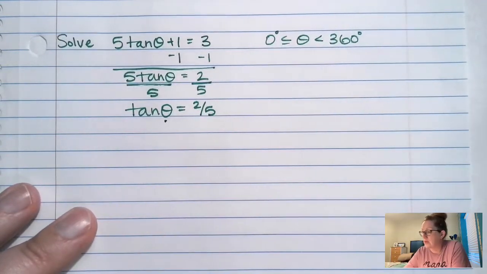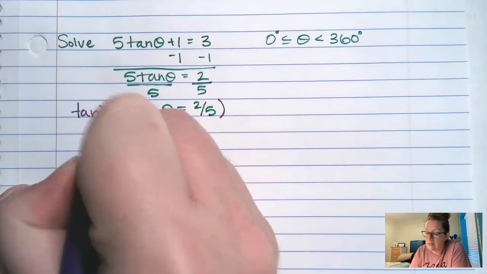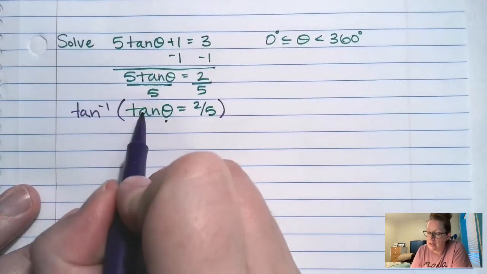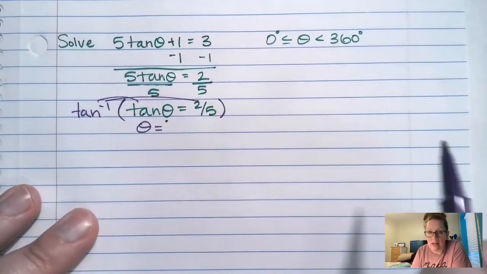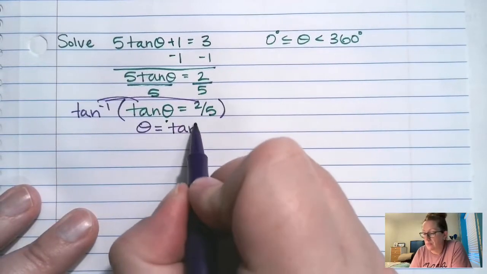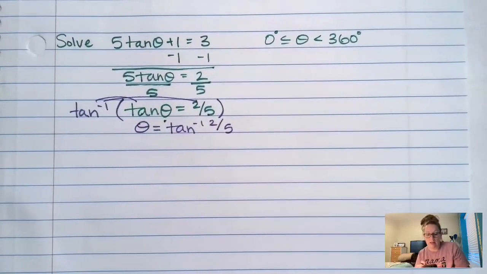So remember, when we have to do that, we just take this function and do tan inverse. So then the tan and the tan inverse cancel out and we're left with theta. But of course, we have to take tan inverse of the other side as well. Okay, so let's go ahead and figure out what that is on our calculator.